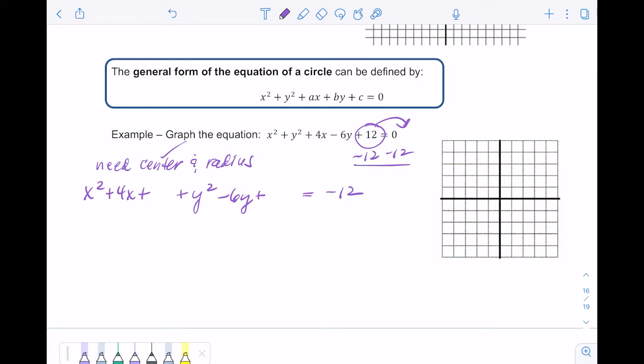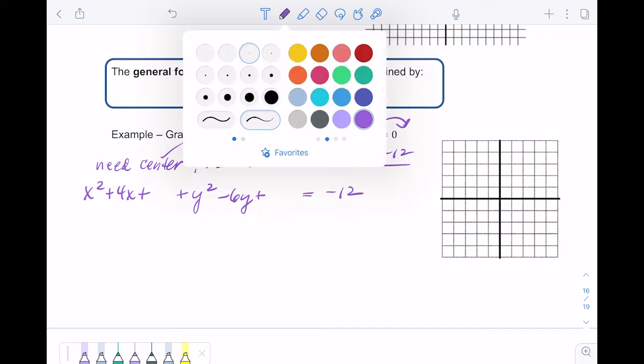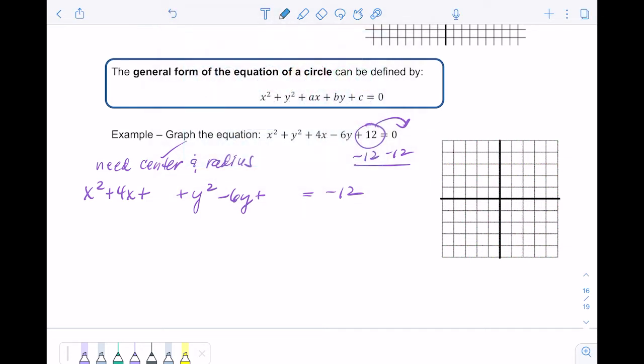Now what I'm going to do is complete the square. So to do that, I'm going to take half of the linear term, so half of my x to the first term. And then you're going to take that number, so half of 4 is 2, you're going to square it and put it right there. So 2 squared gives me 4. You just added 4 to one side of the equation, so you need to do it to the other to keep it balanced.